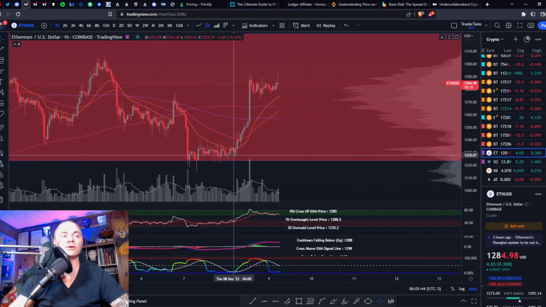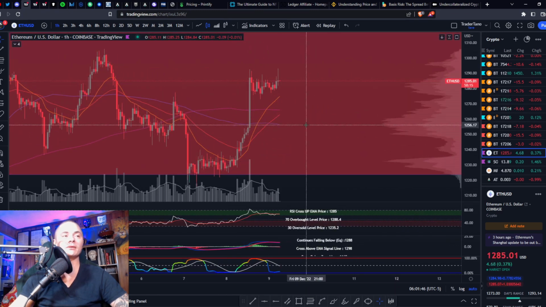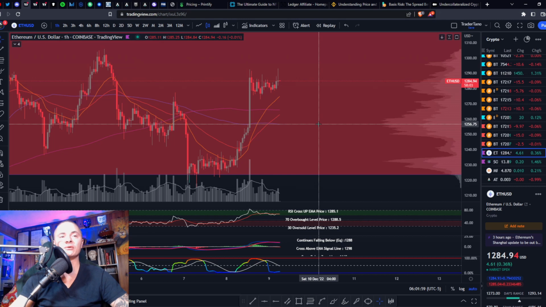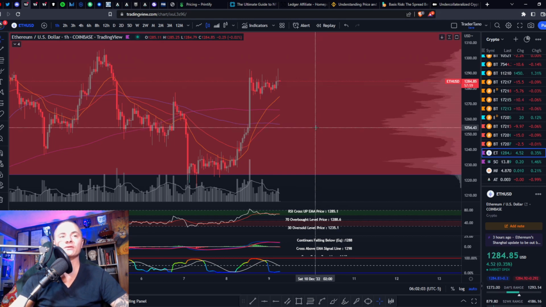we are screwed. If we break down below this 100, we're coming all the way back down to 1225 and then $1,000. I think if we break this, we go to $1,000. Just this 200, 1250, 1255 on a 4-hour closure. We're done, if you're bullish. All right.